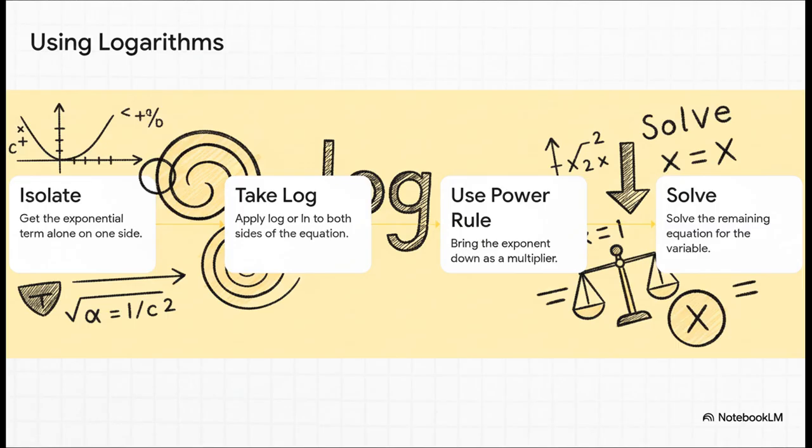So here's the game plan. Step 1, get the exponential part of the equation all by itself on one side. Step 2, take the log of both sides. And honestly, it doesn't matter if it's the common log or the natural log, as long as you do the same thing to both sides. Step 3, and this is the magic part, you use the power property of logs to bring that whole exponent down in front. And just like that, your variable is free, and you can solve the rest like any normal equation.